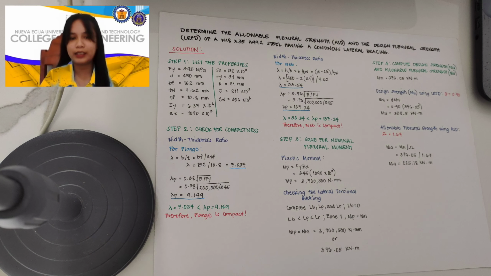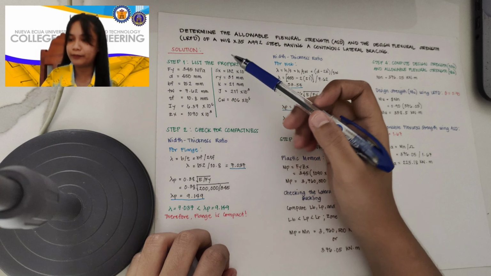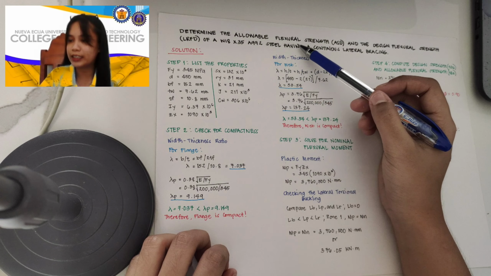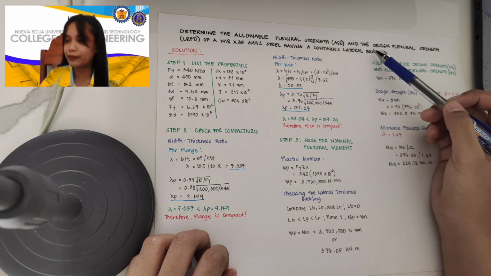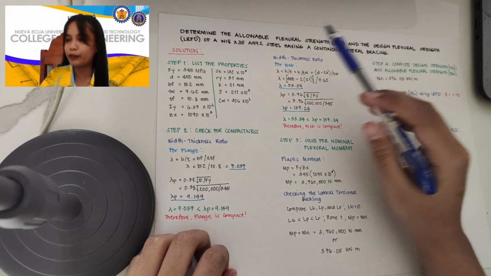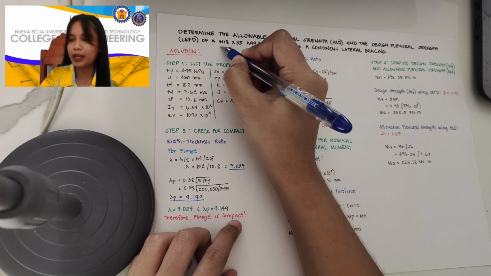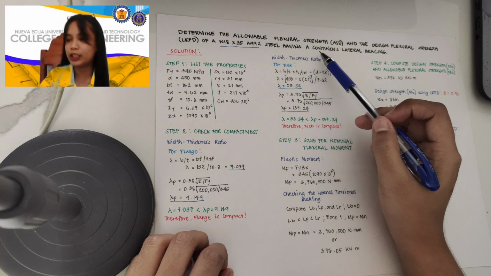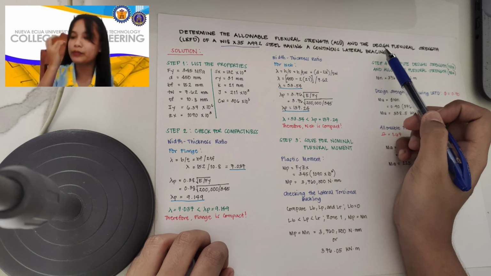Today I will be discussing flexural members, which is sample problem number 1. Allow me to read the problem first. Determine the allowable flexural strength and the design flexural strength of a W18x35 A992 steel having continuous lateral bracing.